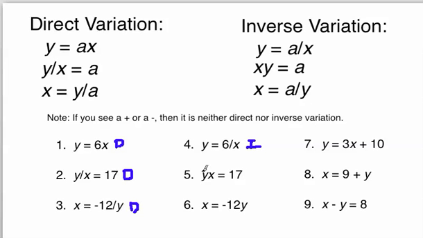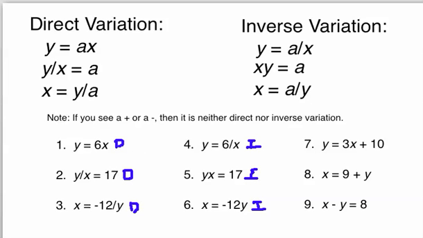Same thing here. If you've got x and y multiplied by each other on the same side, then you're talking inverse variation. And finally, the last one: if you have x equals some number times y, then that's also going to be inverse variation. It's kind of the opposite of what you have here. So y equals a number times x would be direct, but x equals a number times y is inverse.